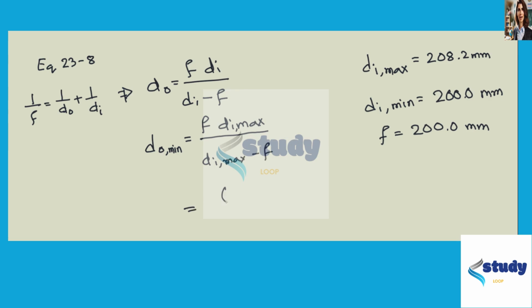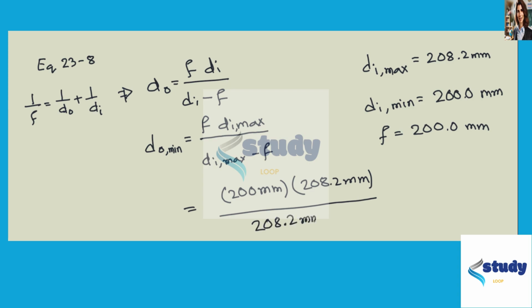And then if we put in the numbers, it's 200 millimeters times 208.2 millimeters divided by 208.2 millimeters minus 200 millimeters, which gives us our object distance as 5078 millimeters, which is roughly equal to 5.1 meters.